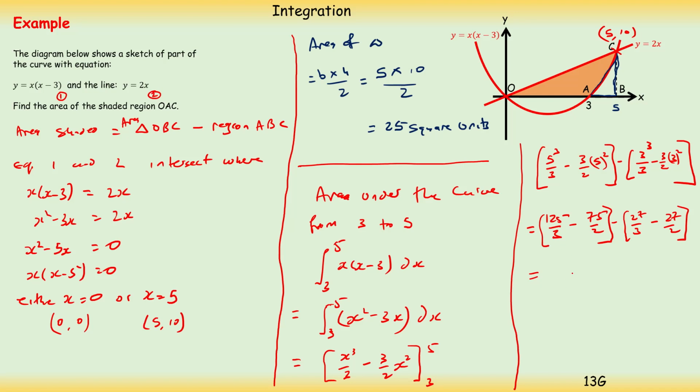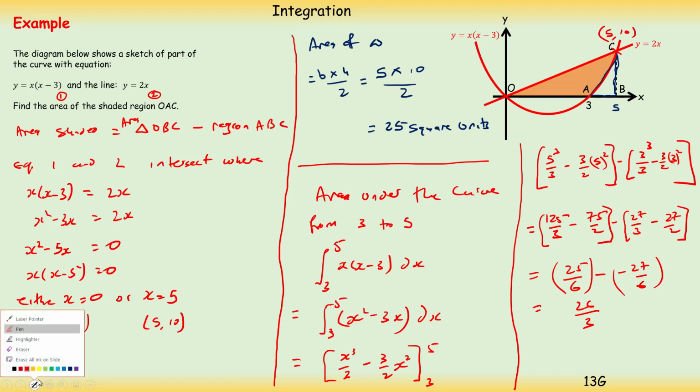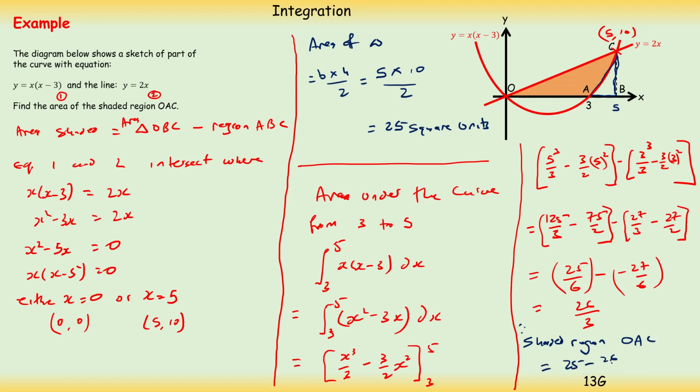Common denominator is going to be 6, so you should end up with 25 over 6 minus 27 over 6. And that leaves us with 26 divided by 3. Now, the area of the shaded region is going to be the area of the triangle minus 26 over 3. Blue. Shaded region. Therefore, OAC is equal to 25 minus 26 over 3. And that will give us 49 over 3.